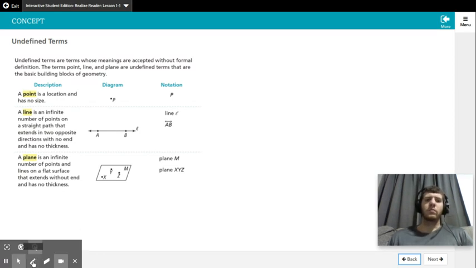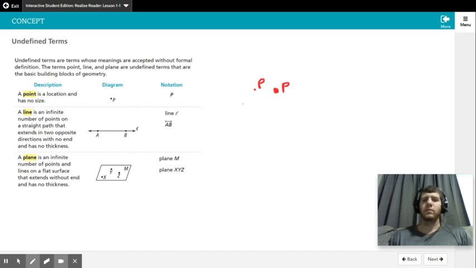Points are represented by dots, right? And so you can have small dots, large dots, but the dot isn't the point. The dot just simply represents where the point is. So point P could be represented by a small dot or a large dot, but the dot is the representation of where the point is. The actual point has no size.